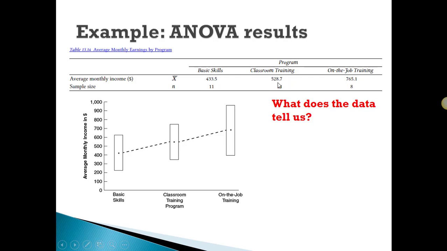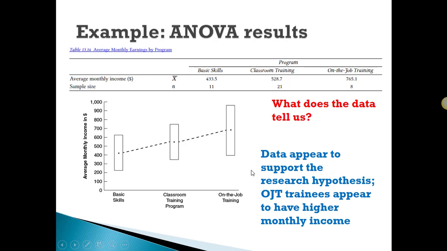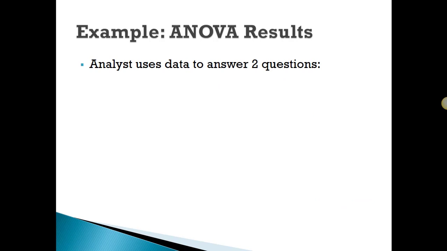Here's the basic skills training, classroom, on the job, and we looked at the average monthly income. Basic skills was at $433, classroom about $429, and on-the-job training $765. And here's a nice graphical display. What does the data tell us? The data appear to support the research hypothesis. The on-the-job trainees appear to have higher monthly income.